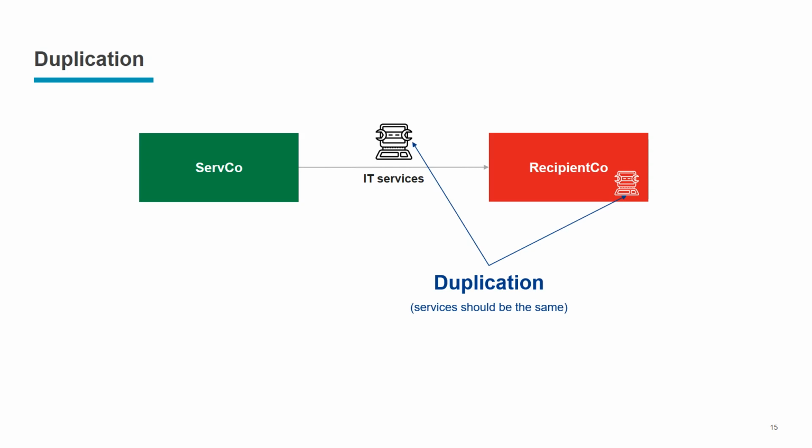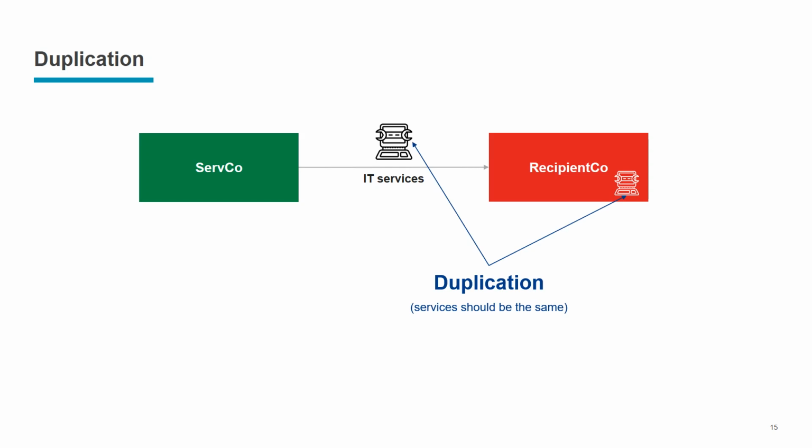Also, specifically, we need to focus on the fact that even though the recipient company may have IT personnel, it doesn't mean that it cannot buy other IT services from other service providers. There are hundreds of different IT services and IT support which the recipient company may need, and that's why it will not be a duplication if there are different services. Duplication is all about exactly the same services.